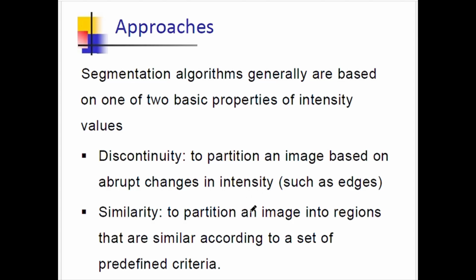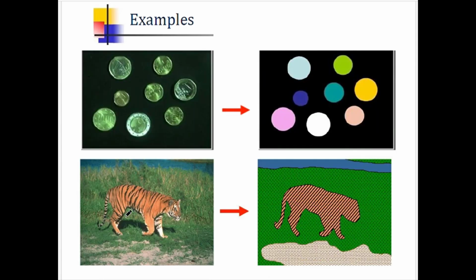Suppose you go for examples, see this tiger example. The tiger has similar texture, so that is the reason it gets segmented like this. The grass has similar texture, so that is the reason it is segmented like this. The sand has similar texture, so this is the segmented region, and this is the water. So this is segmenting based on similarity.